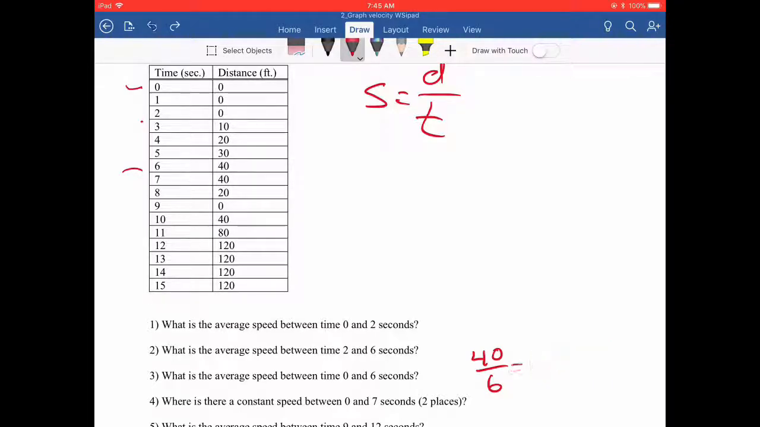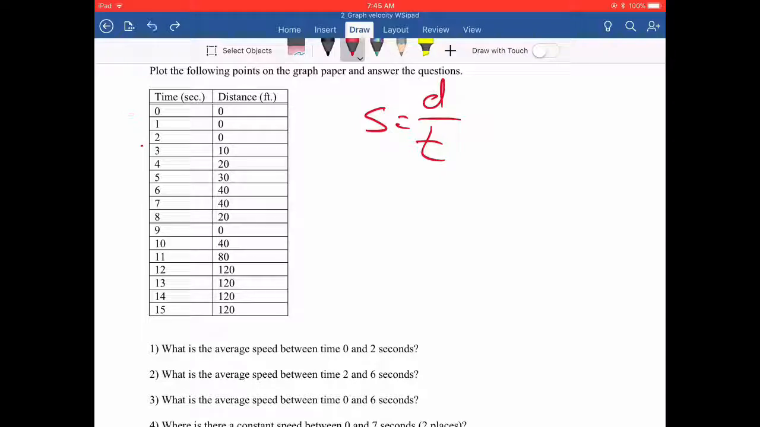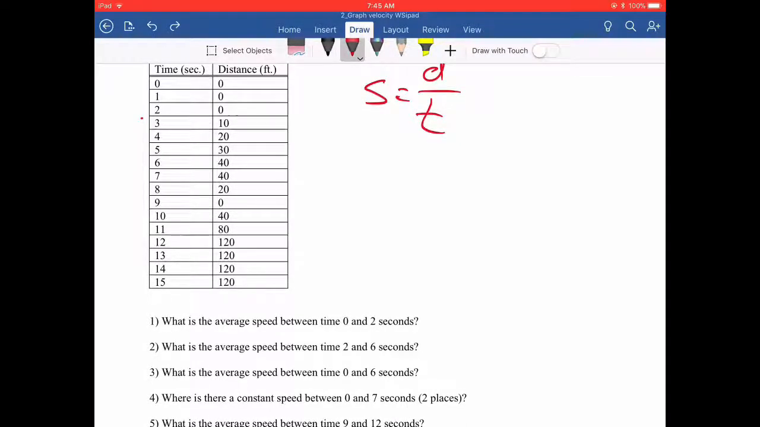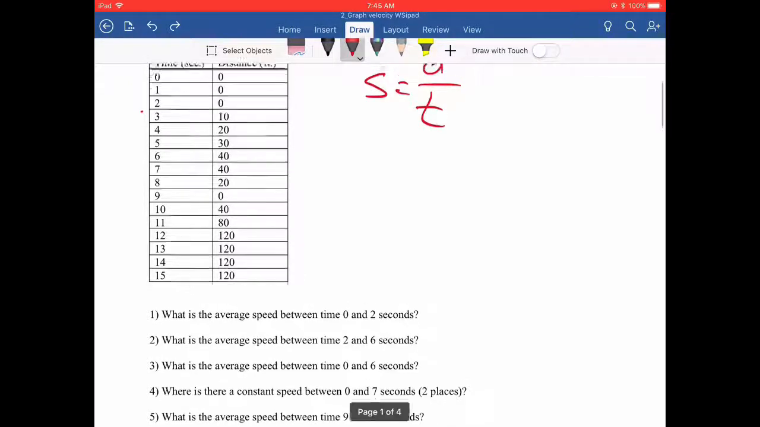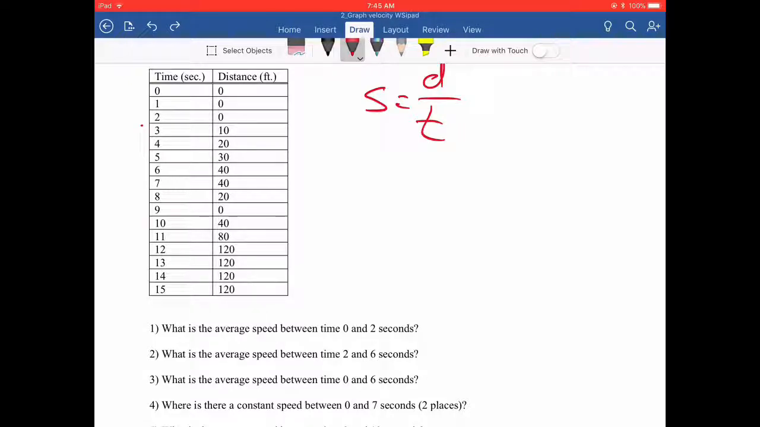Okay. All right, number 4 now says, where is there a constant speed between 0 and 7 seconds? There's 2 places. Now, constant speed means the speed's not changing. Well, we calculated there's a constant speed between here and here because it's 0. There's also a constant speed between here and here, because it did not accelerate there, it had one speed of 10 feet per second.